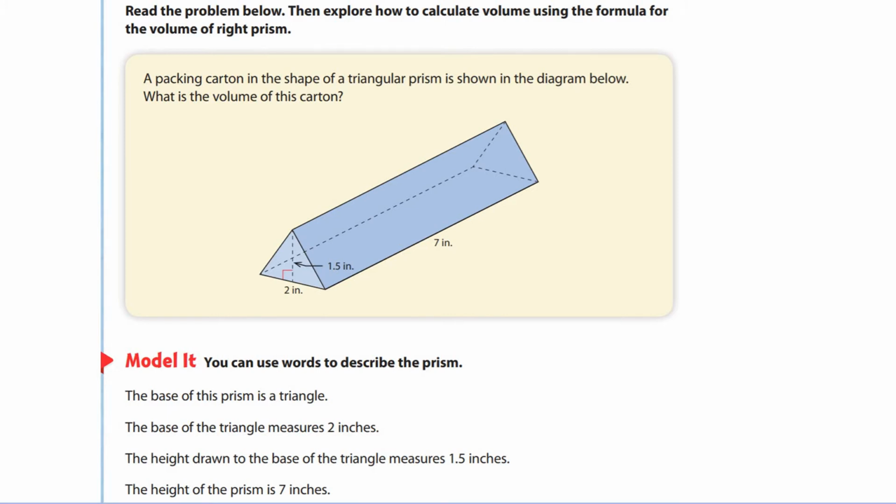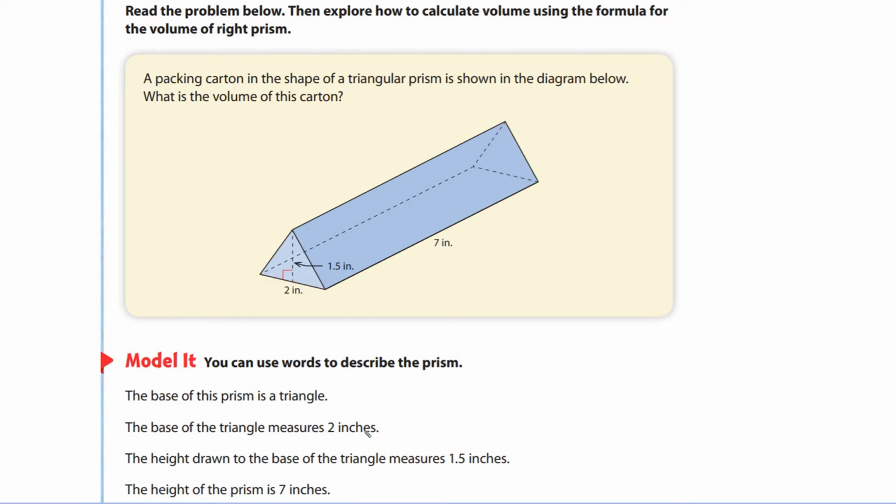You can use words to describe the prism. The base of this prism is a triangle. The base of the triangle measures 2 inches. Can you guys see that? This is the base because there's 2 of them, right? They're parallel, all right? Okay, there's 2 of them. This is parallel to this, parallel to this, okay, parallel to that. All right, excellent.